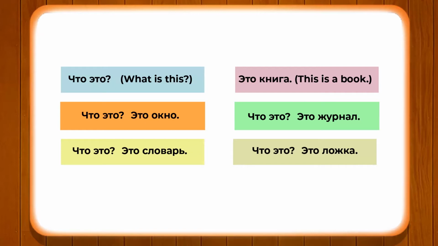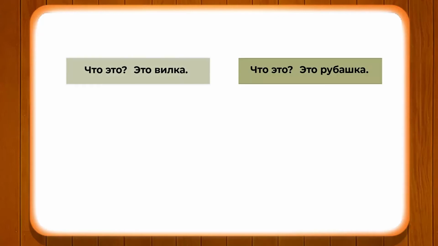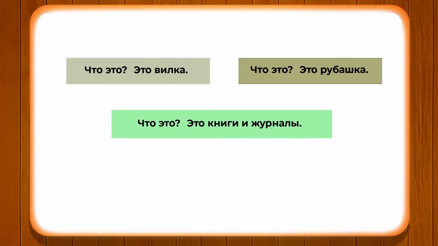Okay, now let's go ahead to the next part. Here a few more questions with the help of что we will make. Что это? Это вилка. Что это? Это рубашка. Что это? Это книги и журналы.